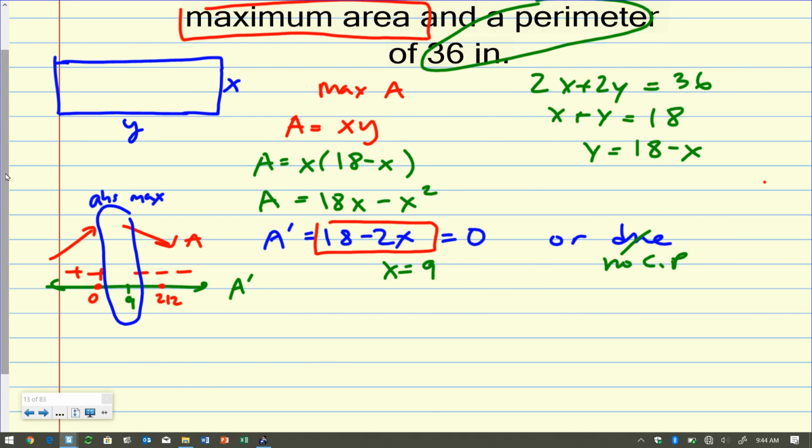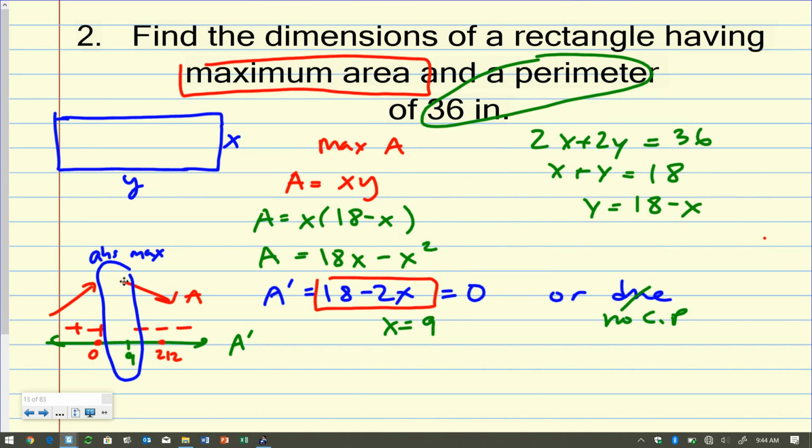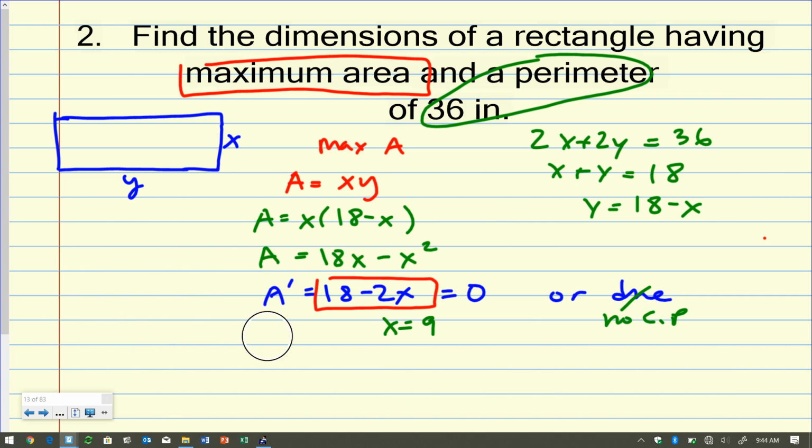Did they ask me for absolute max? Why, yes, they did. And just FYI, if you only have one critical point, I don't expect you to do this. Okay, you don't have to justify. But if you justify just to make yourself feel better, which I do, then you know that there is really an absolute max here if you use this 9. So let me go ahead and use the 9.